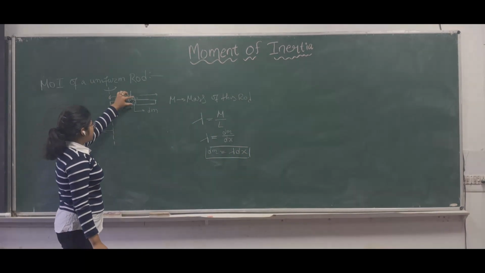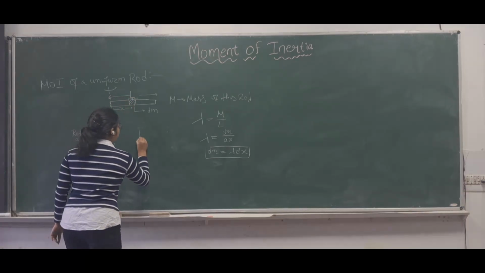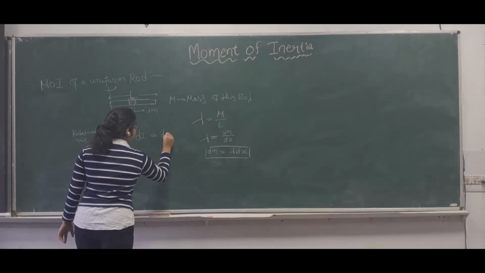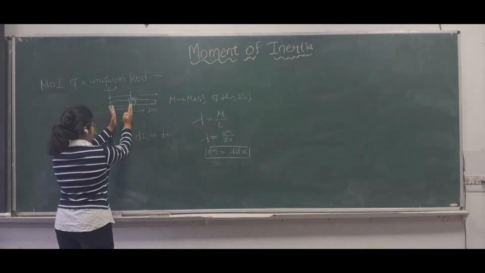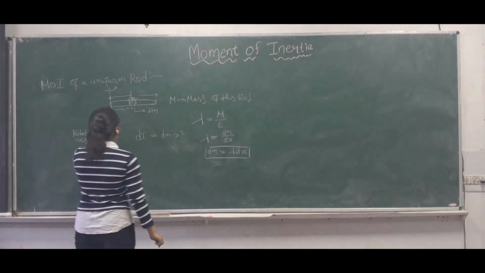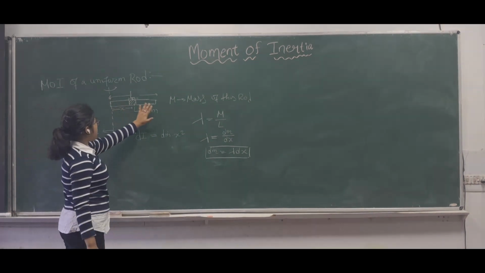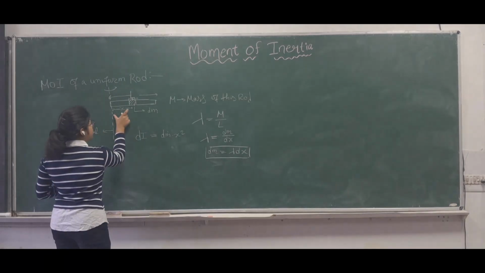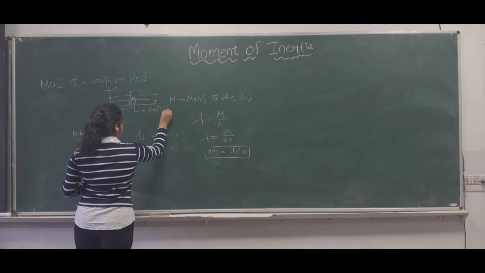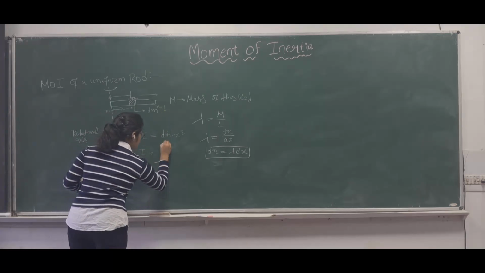Now I derive the moment of inertia of this small element. The moment of inertia dI of this small element is equal to mass times distance squared, so dI equals dm times x square. But we need to obtain the moment of inertia of this whole rod, so we take the integration from x equals 0 to x equals L.